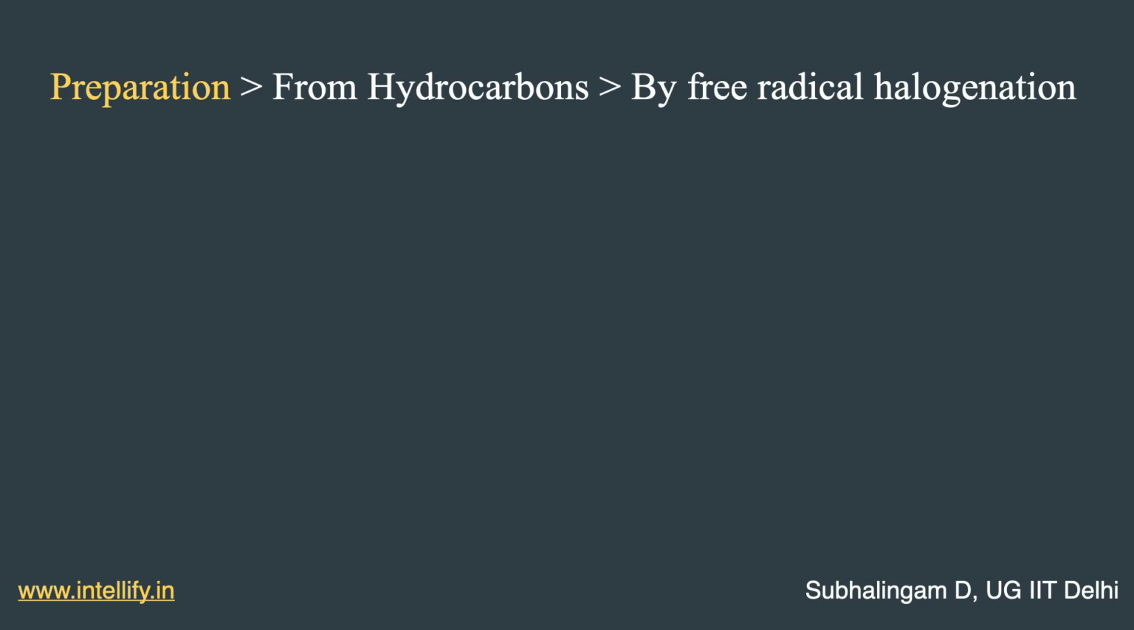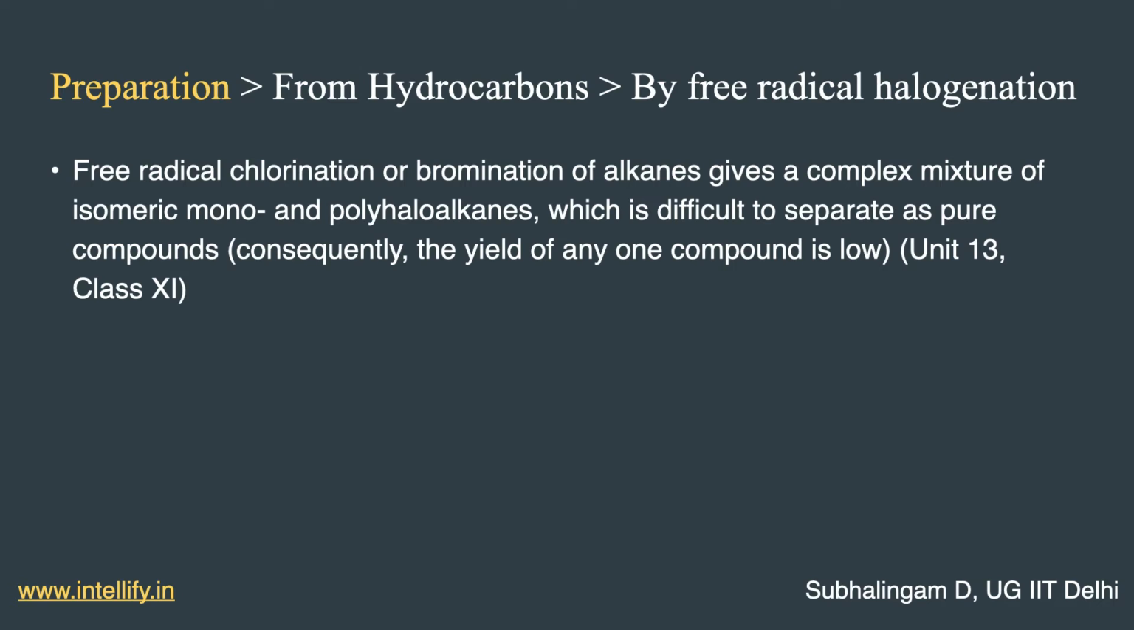Next, preparation from hydrocarbons. The first one we have is by free radical halogenation. Free radical halogenation of alkanes gives a complex mixture of isomeric mono and polyhaloalkanes, which is difficult to separate as pure compounds. So this means the yield of any one specific compound which we need is low. We have again seen this in unit 13 of class 11.